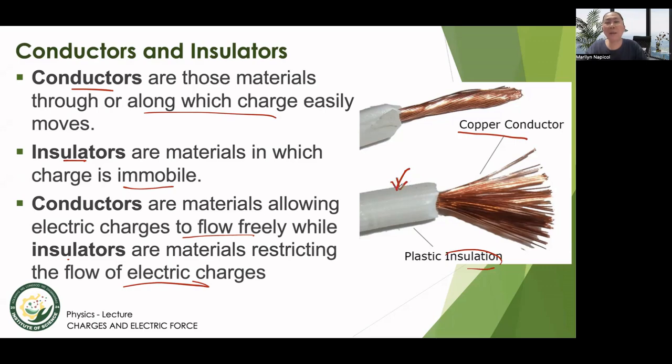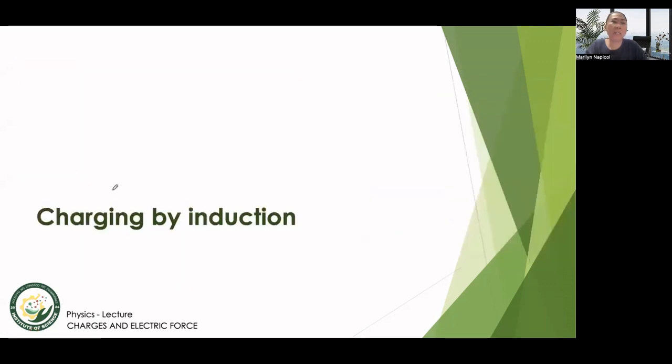So, ibig sabihin, hindi ka makukuryente dito kahit nahawakan mo siya. Okay? Kasi walang charges or walang electrons na magpapass through sa kanya. Kaya nga diba, sinasabi sa atin na we cannot touch bare wire, kasi pwede kayong makuryente kapag bare wire yung hinawakan natin. Right? So with that, let's move on to charging by induction.